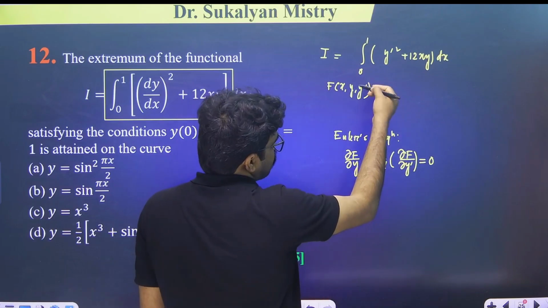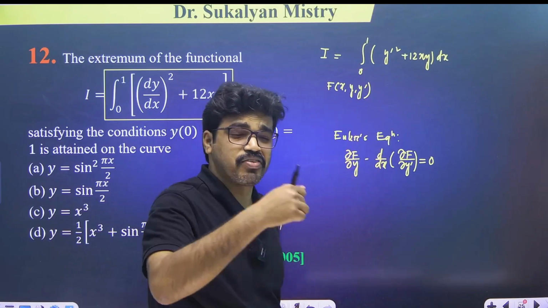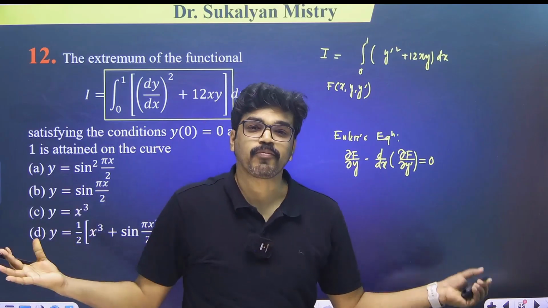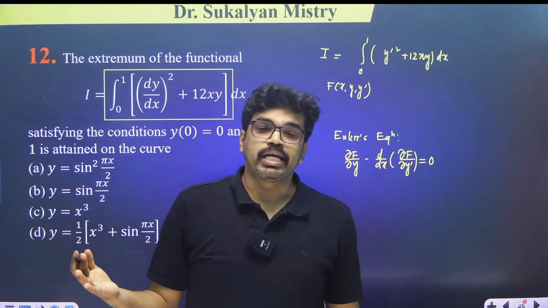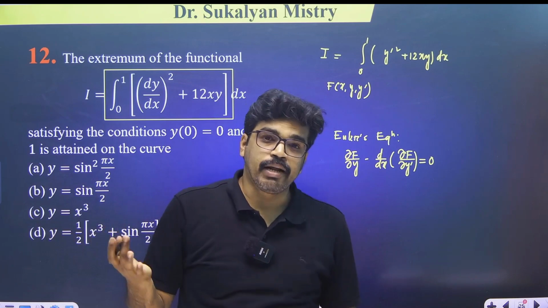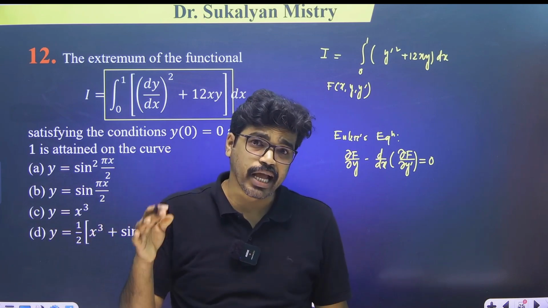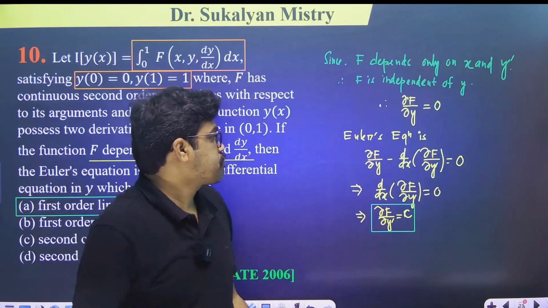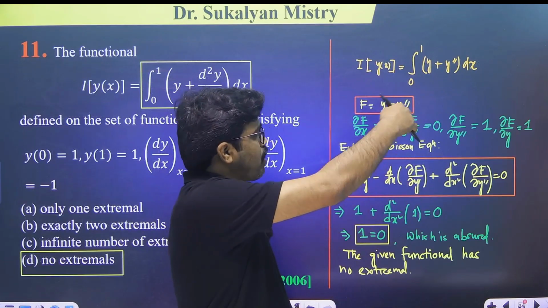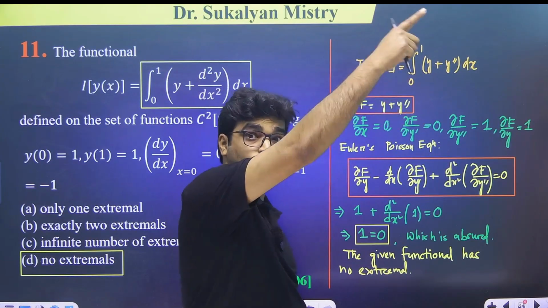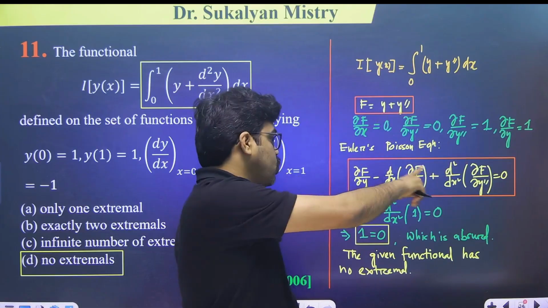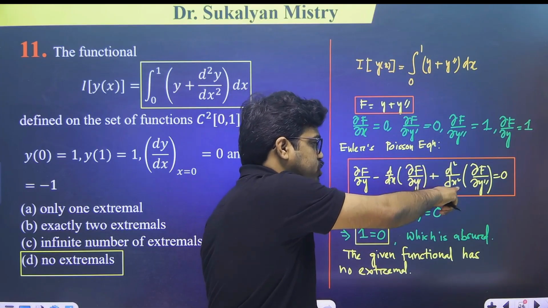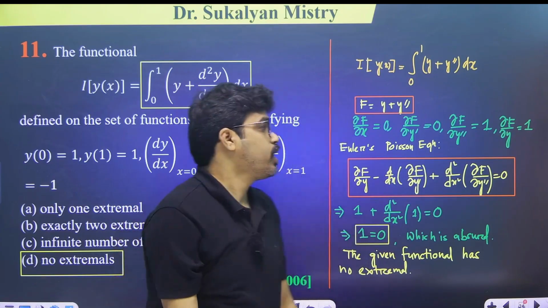F is a function of x, y, y dash. Suppose f is a function of x, y, y dash, y double dash, then we have to apply the formula del f del y minus d/dx of del f del y dash plus d2/dx2 of del f del y double dash is equal to 0. Okay, that is for higher order.